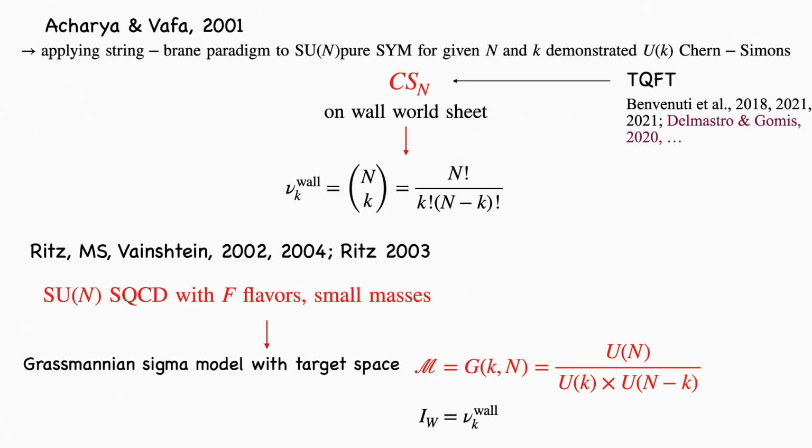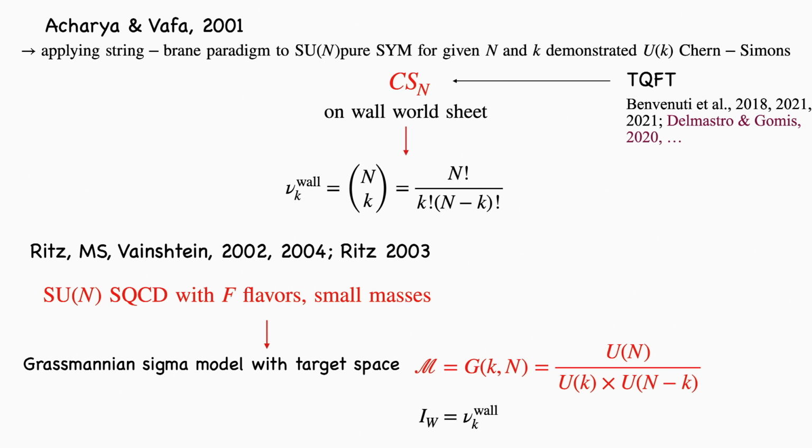The next step was made a few years later by Acharya and Vafa, who considered the same wall construction, but not in field theory, but exclusively in string brane theory, where you have branes which wrap around something, and strings. They came to the generic formula for arbitrary n and arbitrary k, that the number of walls is given by a binomial coefficient. They worked in pure super Yang-Mills theory, no matter fields.